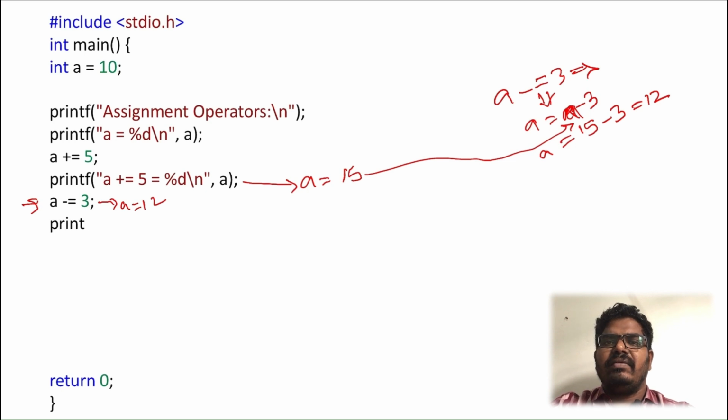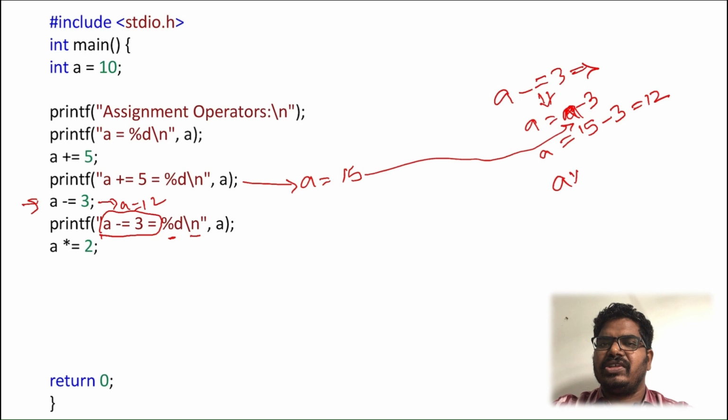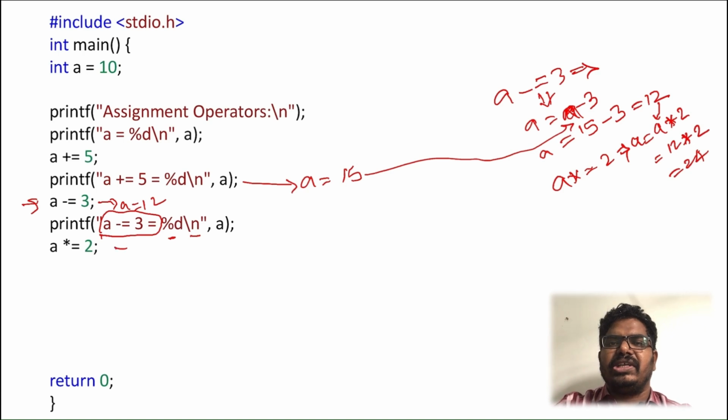So next I am printing the same expression. a minus equal to will be printed as is again, and in this place 12 will be printed. This slash n causes the cursor to wait on the new line. So here a star equal to 2. What is the star here? The multiplication operator. What is the equivalent expression? a star equal to 2 is a equal to a star 2. What was the earlier value? It is 12. So 12 into 2 is 24. So 24 will be stored in a at the end of execution of this statement.